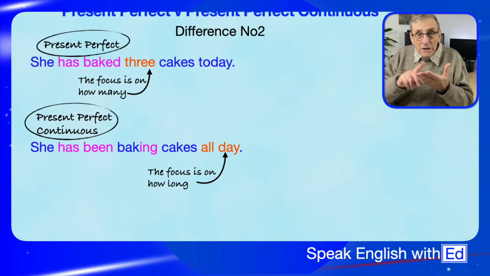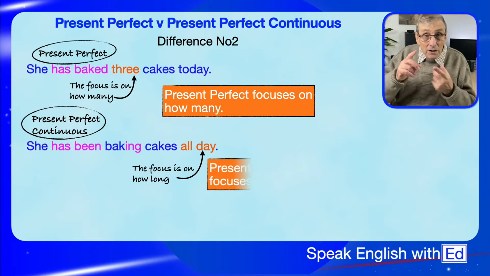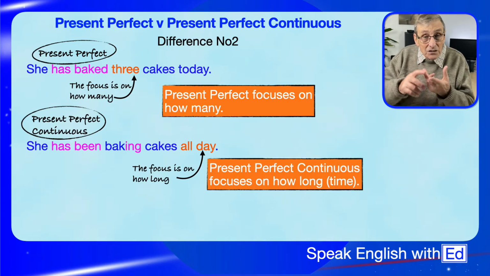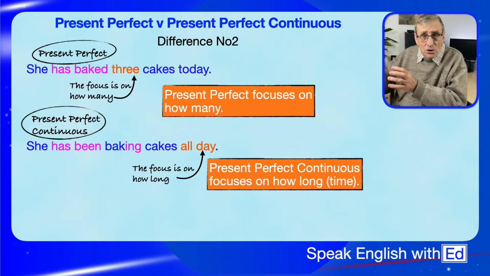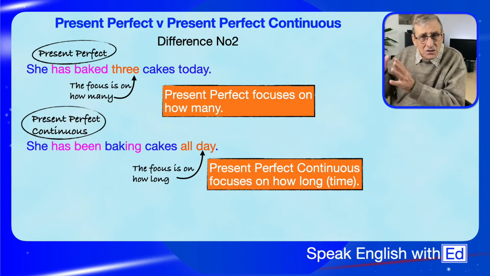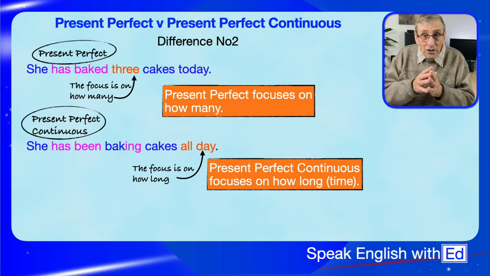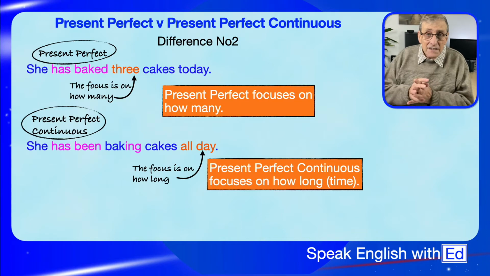Now, the present perfect tense in this case focuses on how many, on the quantity, on the number, whereas the present perfect continuous tense focuses on how long it's taken you to do the job, how difficult the task was. It's talking about the length of time that you had to put in here, and this is where the emphasis is. So if you've got an emphasis about how long it's taken to do something, well then this is the tense to use, and it's the present perfect continuous.